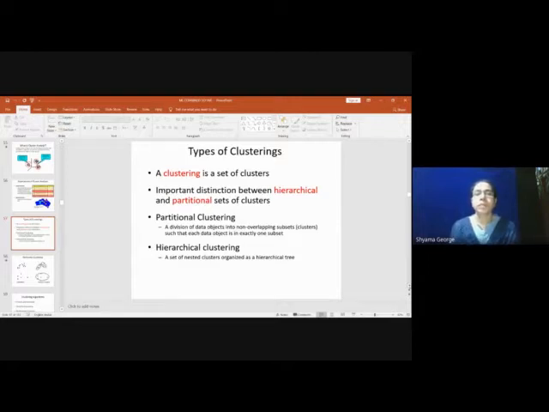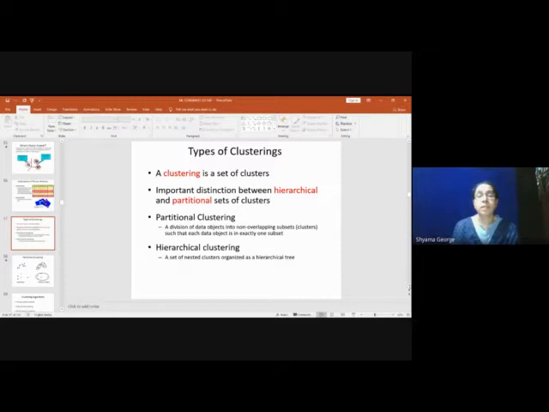Now, there are different types of clustering. That is hierarchical clustering, partitional clustering, model-based clustering, density-based clustering, etc. In this new syllabus, you have to study hierarchical, partitional, and density-based clustering.